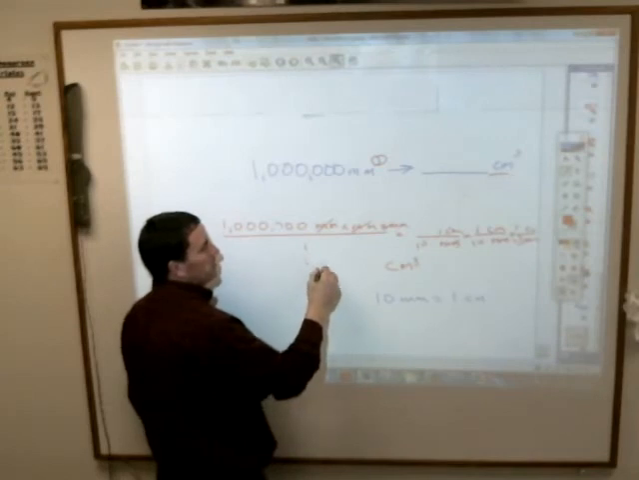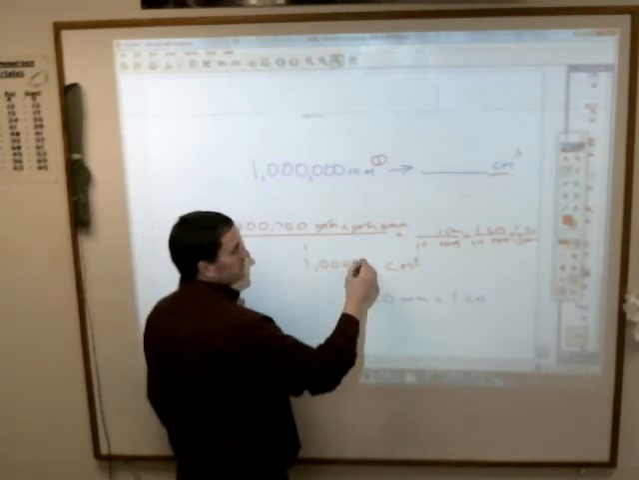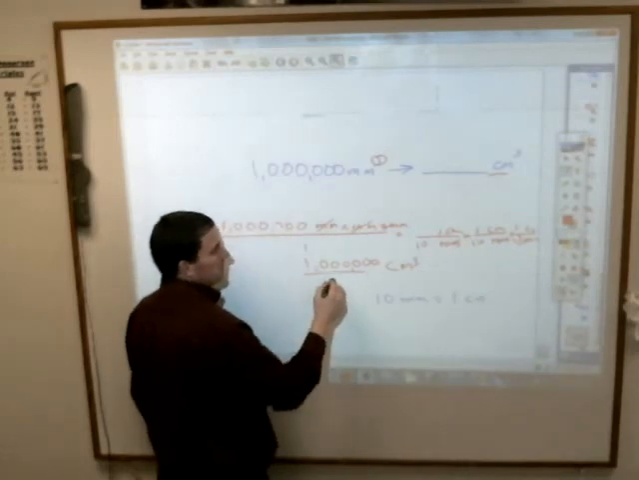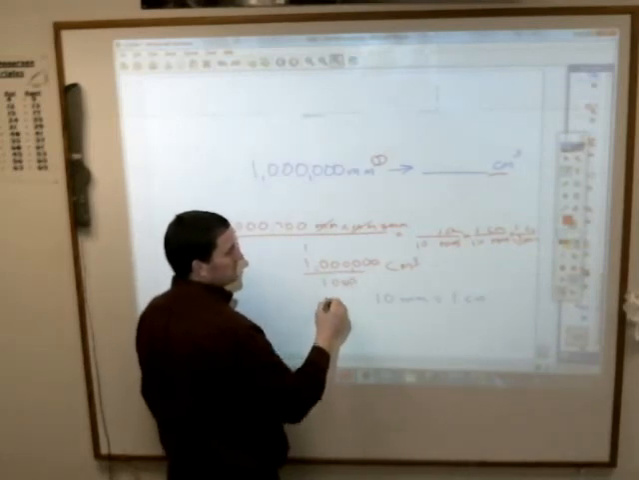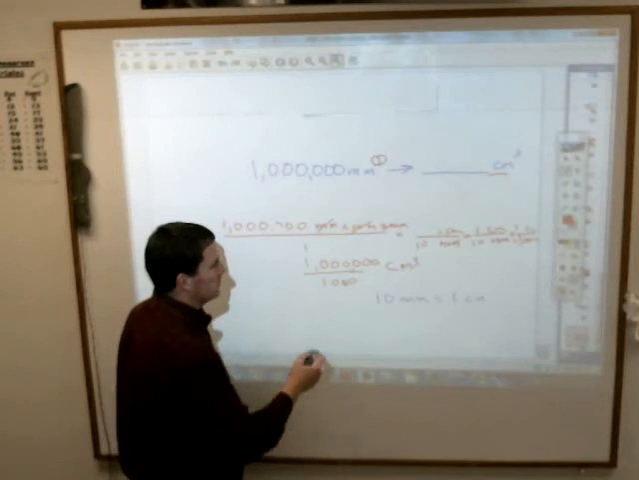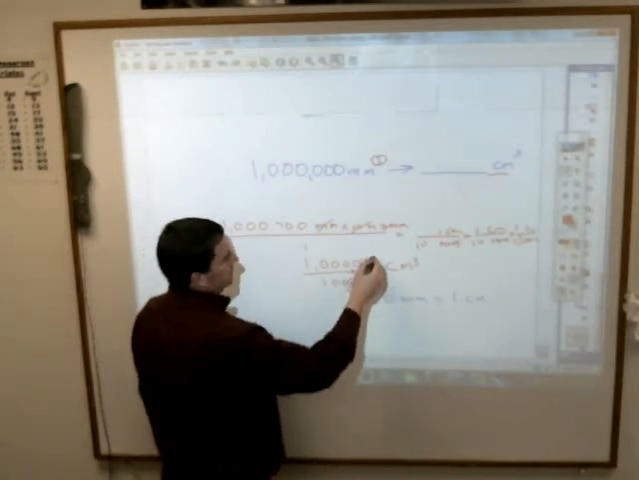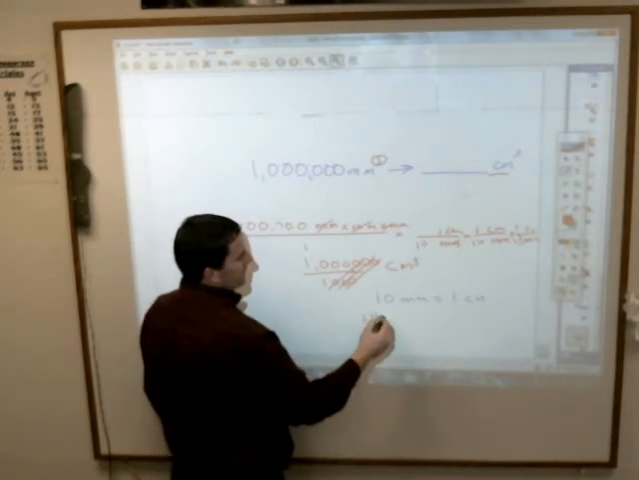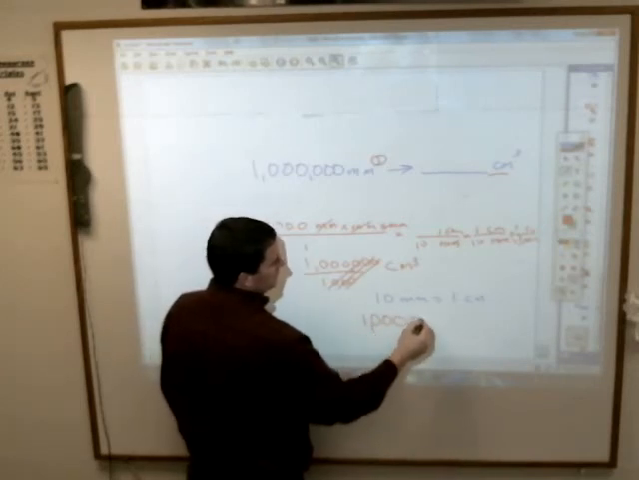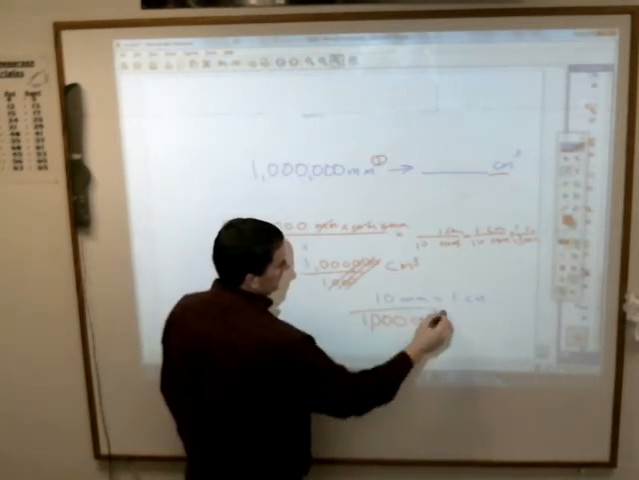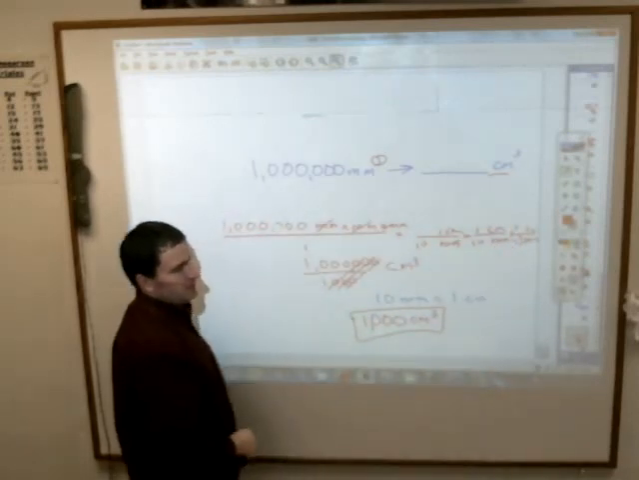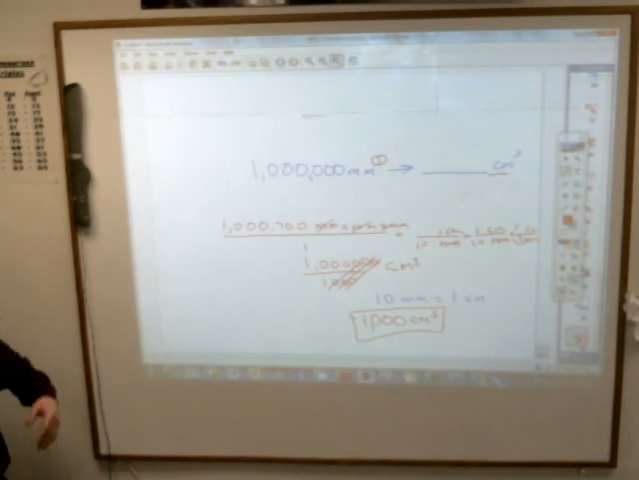You have 1 million on top over 10 times 10 times 10, which is 1,000. And like I said, if it's an easy mathematical thing where you can just go, oh, cross off 0, cross off 0, cross off 0, your answer is 1,000 centimeters cubed. But this is the important thing, that you see that. Because it's not always going to be things that you know are exactly easy or whatever.